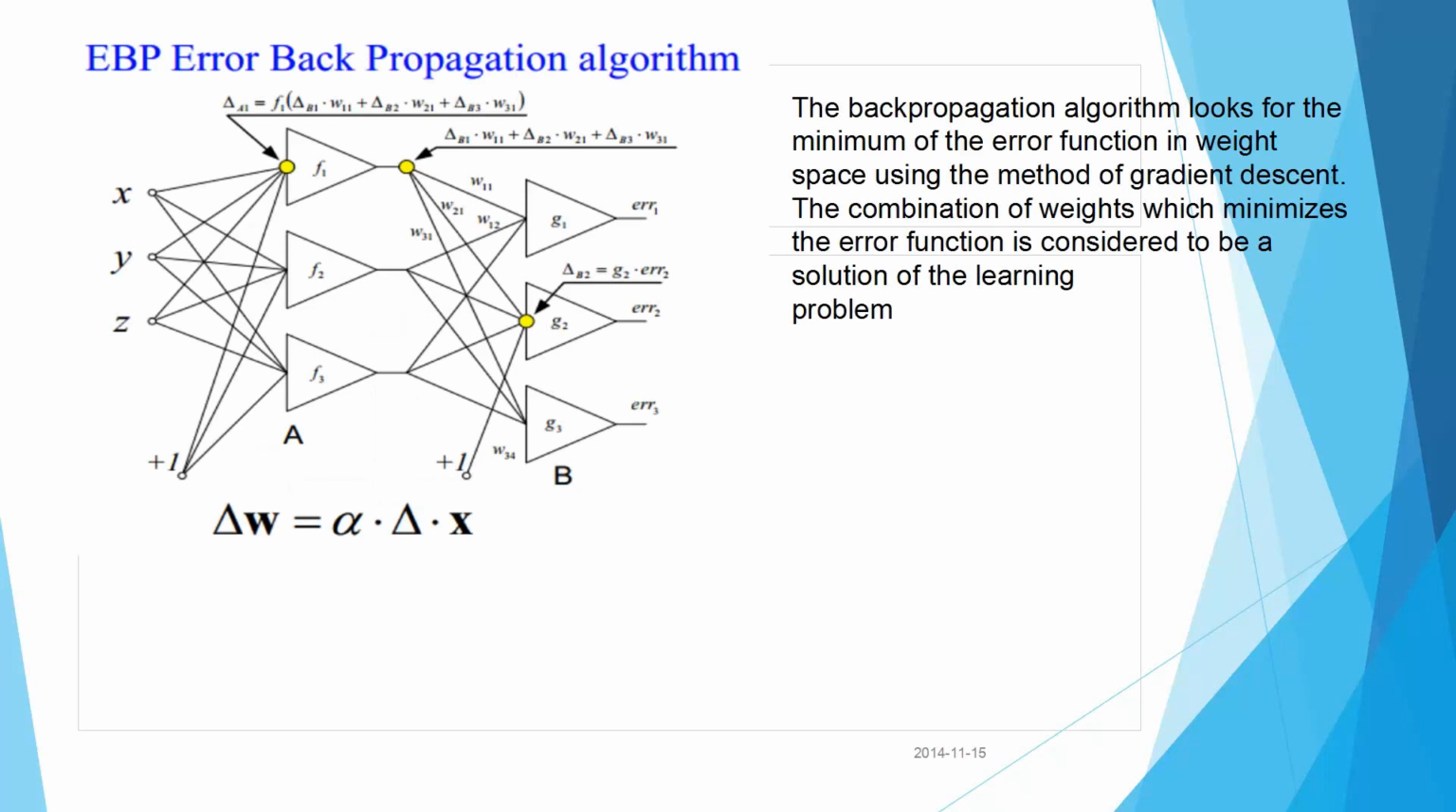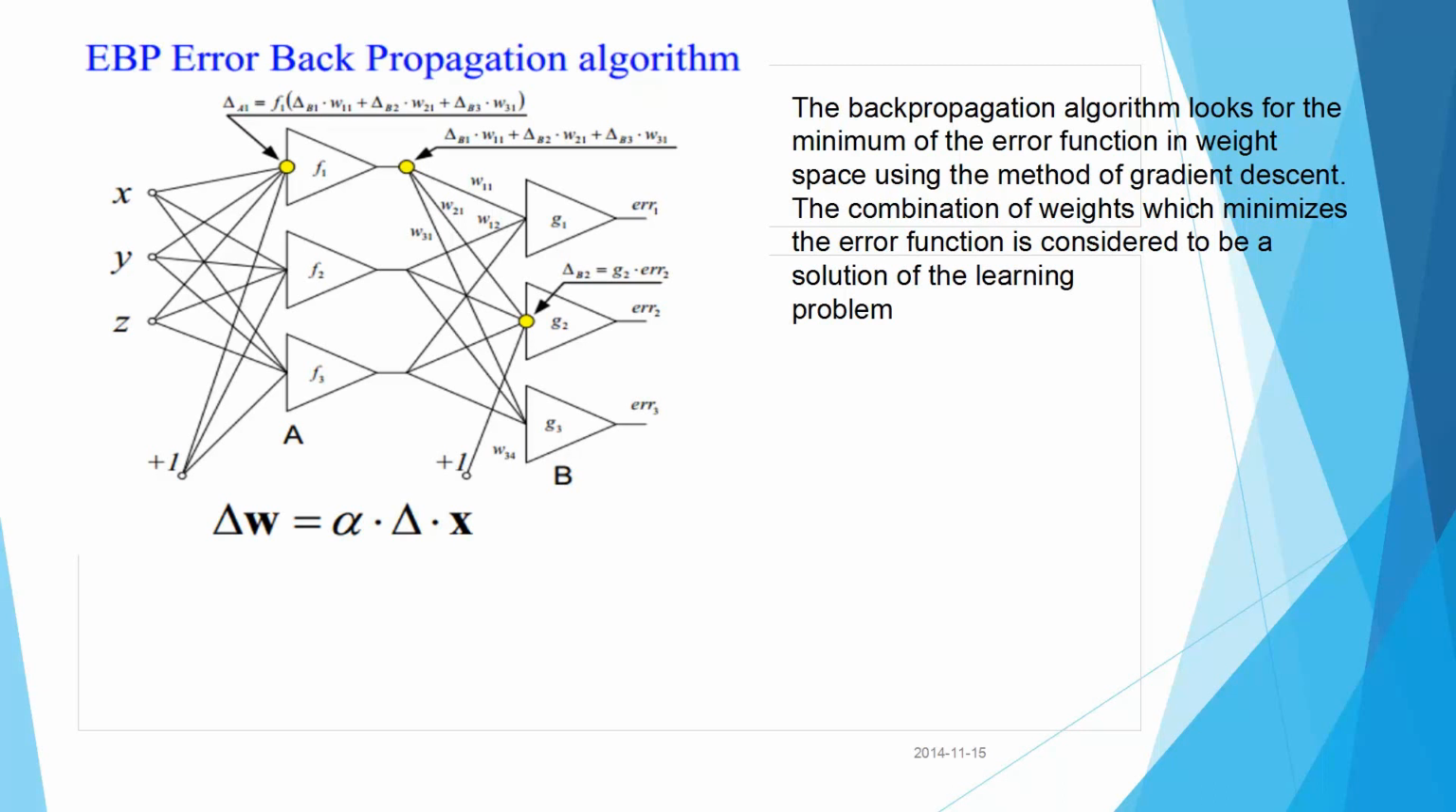The backpropagation algorithm looks for the minimum of the error function in weight space using the method of gradient descent. The combination of the weights which minimize the error function is considered to be the solution to a learning problem. Let me show how backpropagation works.